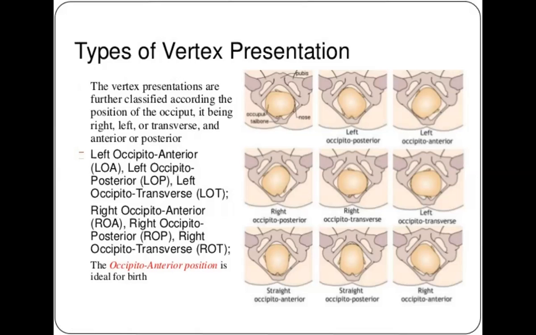So the occipital anterior position is the ideal for birth. That is normal. Occipital anterior position is ideal for birth. So those are the types of vertex presentation that you have to think about.